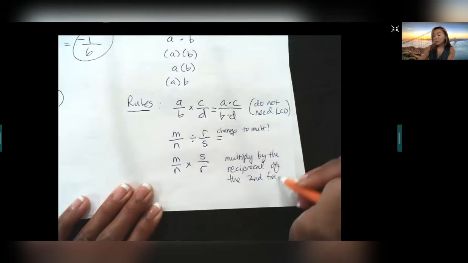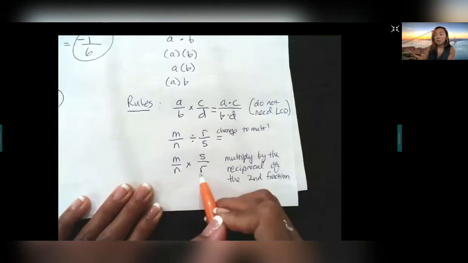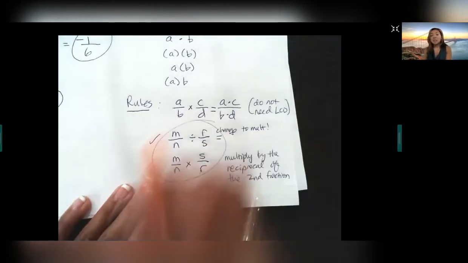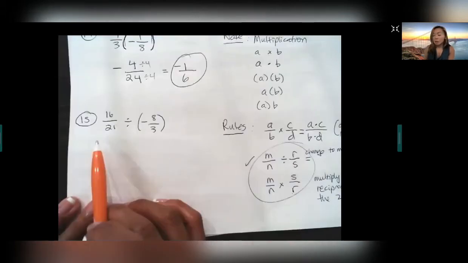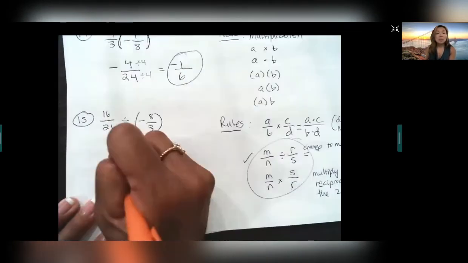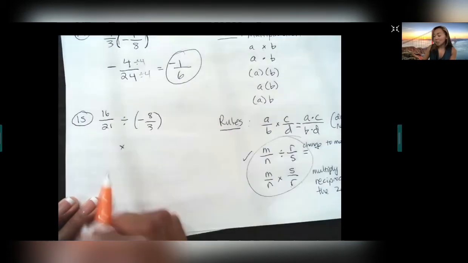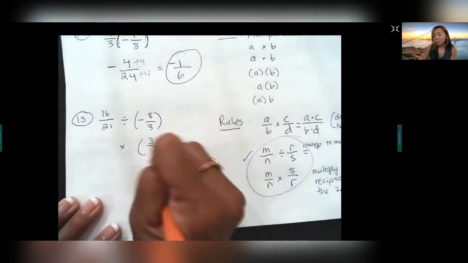So you flip it upside down. That's the rule of dividing fractions, right? So here, when I see this problem, the first thing I'm going to do is change it to multiplication, and then find the reciprocal of the second fraction. So this becomes 3 over 8. I flip it upside down.